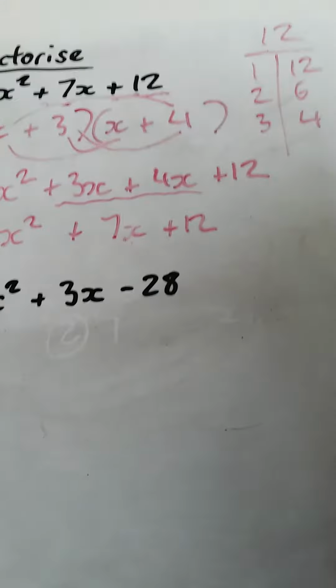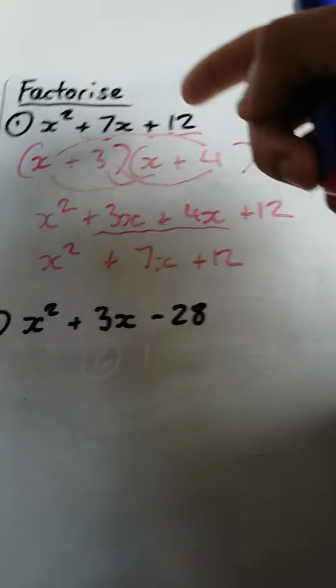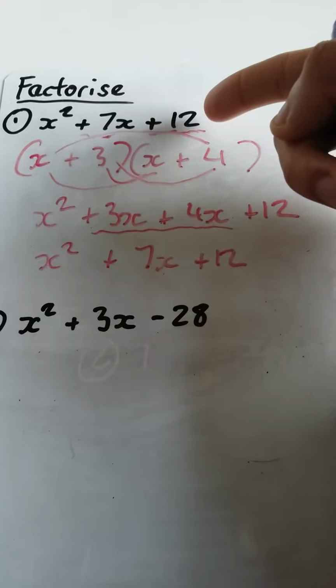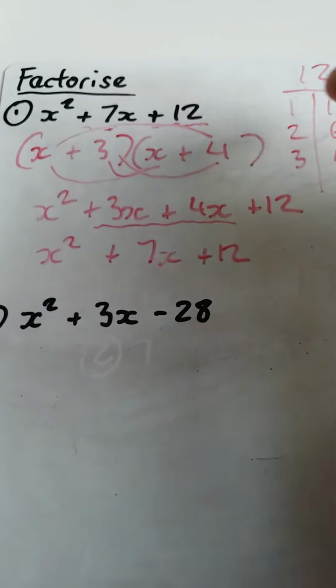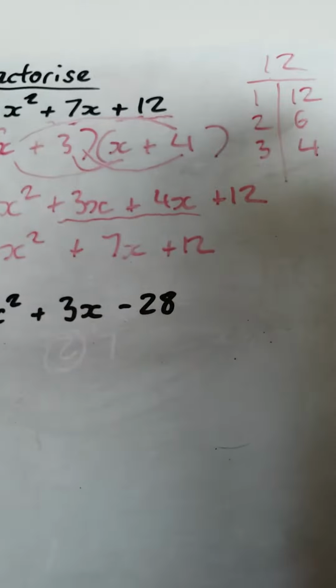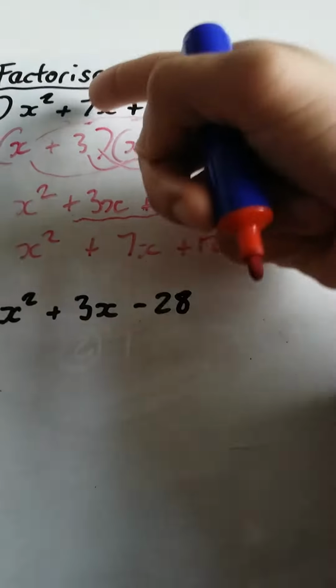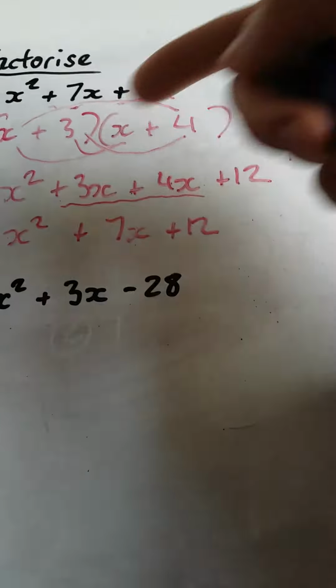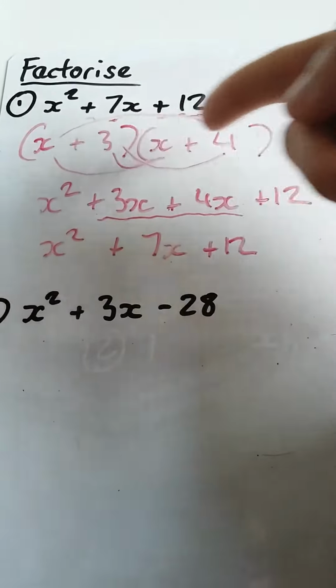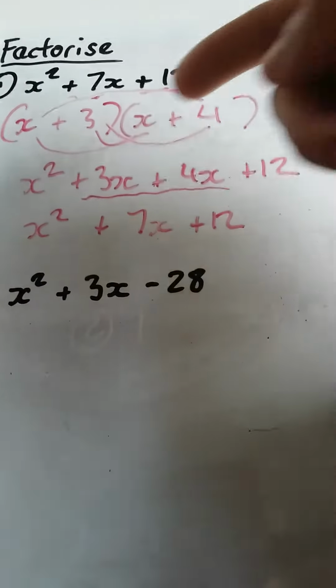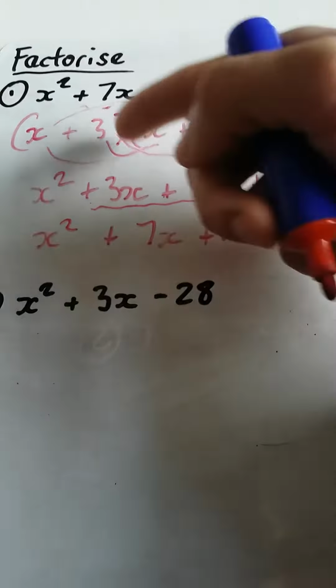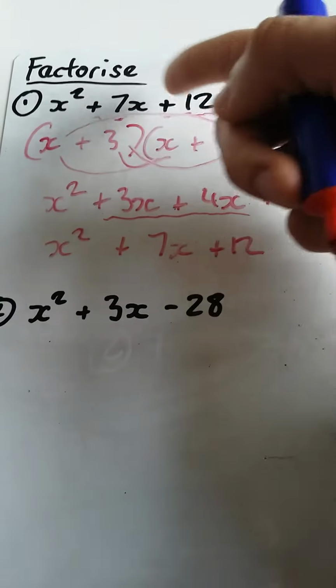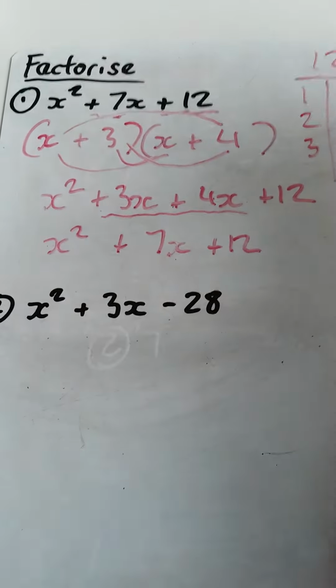So just to recap, we list the factors of 12, the integer at the end, and we look at which pair of factors adds up to make 7. Then we slot those into the brackets, and to check that we've got the right answer, we can expand the brackets, and you end up with the expression that you started off with.